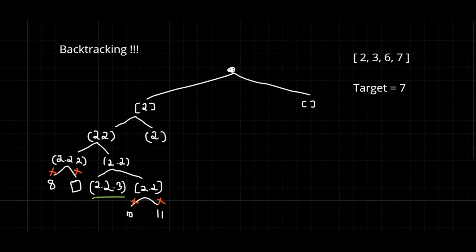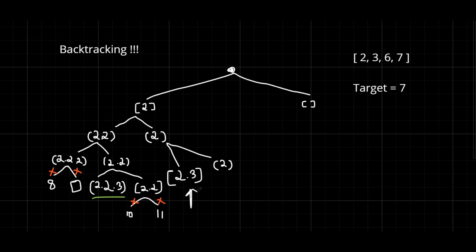Now, for this 2, in this path, we should not include any other 2 because we have already explored the decision tree using the 2 2's. So it doesn't make any sense to use a second 2 here. Instead, we can take 3. So by using 3, our current vector will become 2 and 3. And we have another choice. We can simply ignore our current 3. So our temporary vector will remain the same, which is 2.